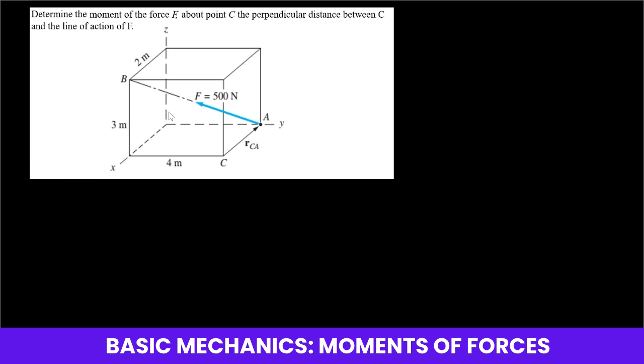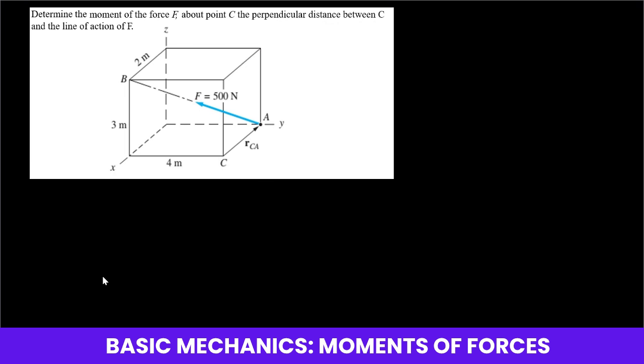So first of all, let's look at the question, what we are supposed to do. At the end, we should be able to find the force, the moment of the force, and the perpendicular distance between the C and the line of action here.